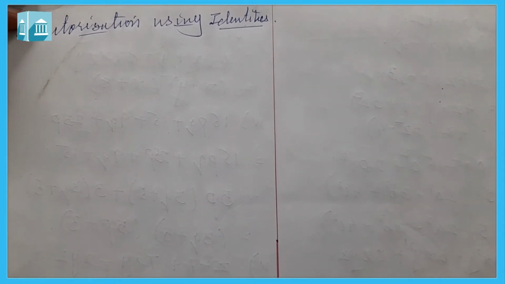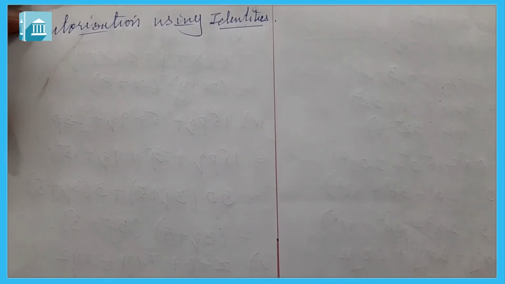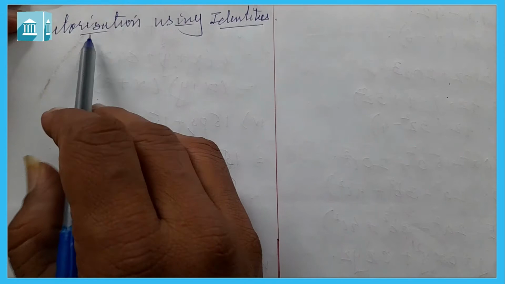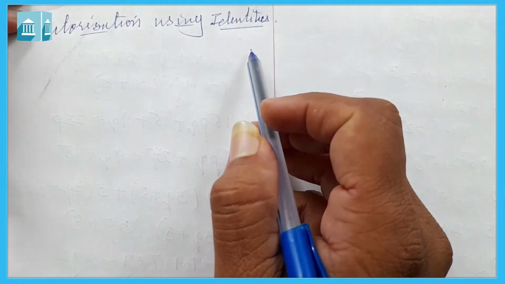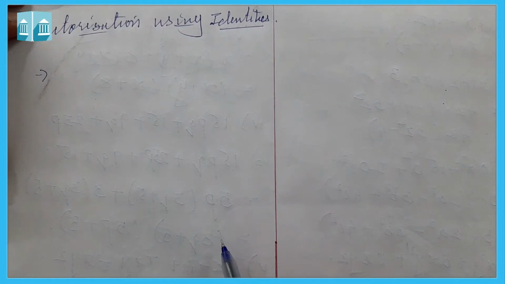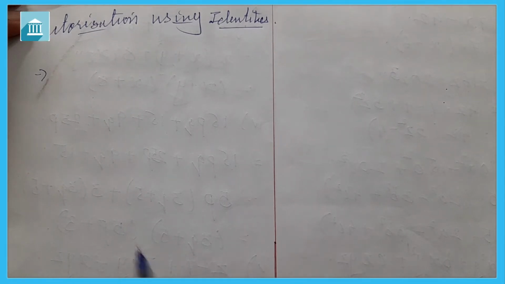Jai Hind, dear student. In the last session, we had learned about factorization, how factorization can be done. Now, in this sum, we are going to learn about factorization using identities. If you remember, in the previous chapter, we had done some identities in chapter 9, algebraic expression. The same four identities we have to use here.